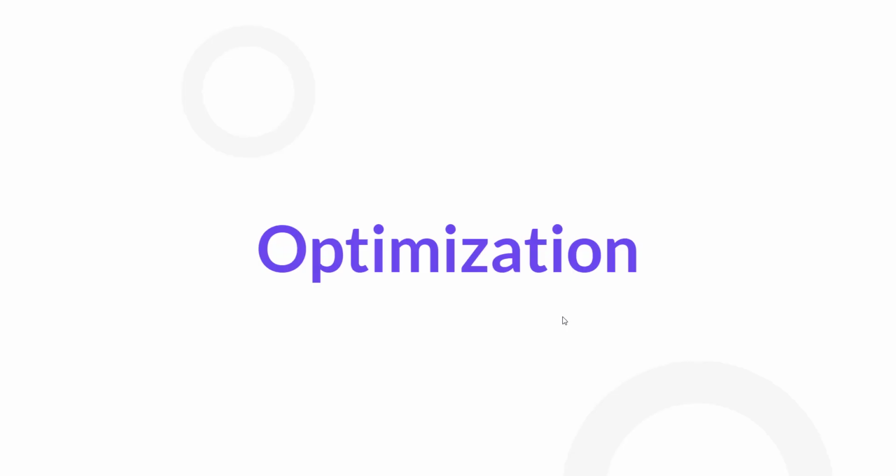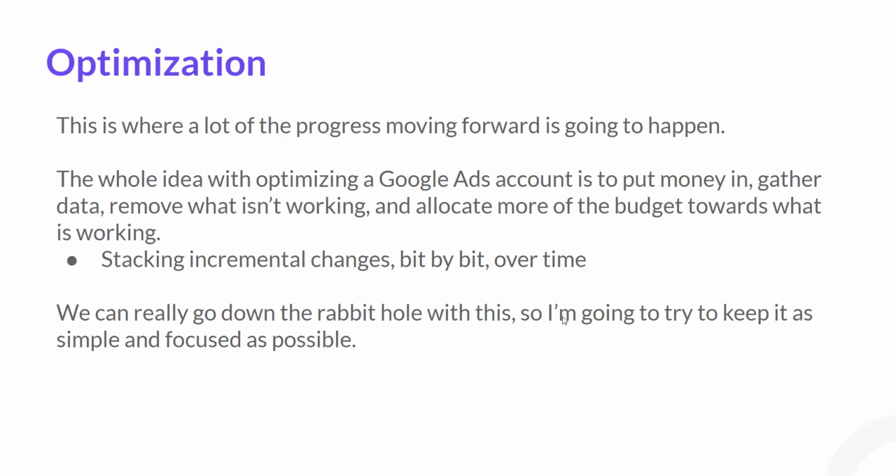So if you've had your campaign running for at least a week, you're going to want to start moving on to optimization. Now, this is essentially where a lot of the progress is going to be made moving forward. And the whole idea with optimization is you don't just build out a Google Ads account, let it run, and then just walk away. There's still a lot more work that needs to be done, and you need to be going in there on a regular basis, looking at the data, figuring out what's working, what isn't working. And essentially the whole process with Google Ads is kind of stacking those incremental changes bit by bit over time, so that you can get an ad account working as best as it possibly can.